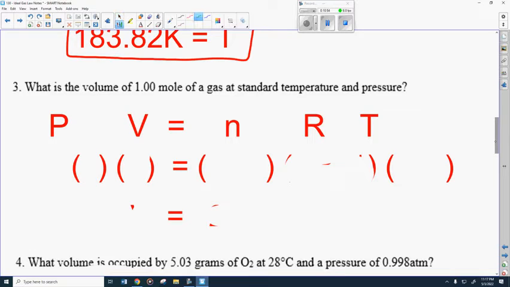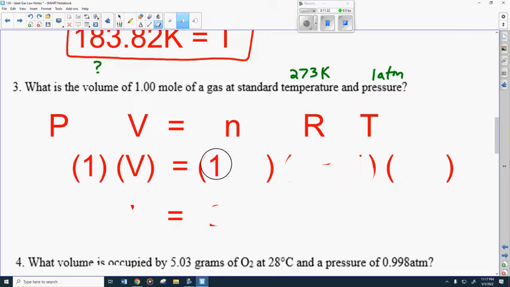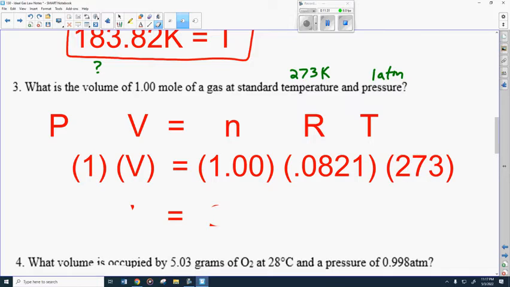Okay, well here we got some STP, so that standard temperature is going to be your 273 Kelvin. That pressure is going to be your 1 atmosphere. Volume is what we don't know, so that's what we're looking for. We got moles, and R is the same every time, so we have that as well. So I go ahead and start plugging in here. I've got 1 for my pressure. Volume, I don't know what it is, so I'll leave it as a V. 1.00 for my moles of a gas. 0.0821 as always for my R. And my T this time is 273, because that's the standard temperature.